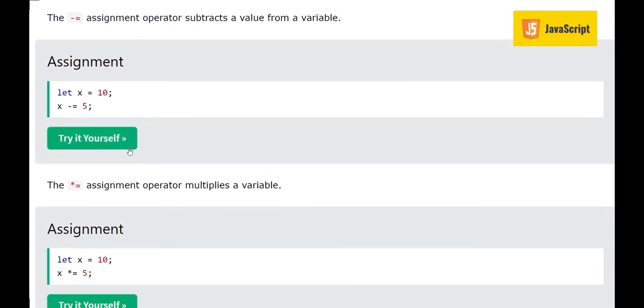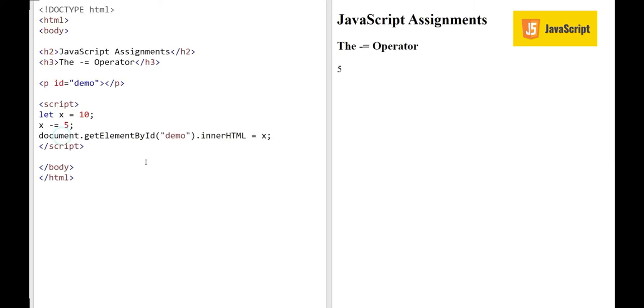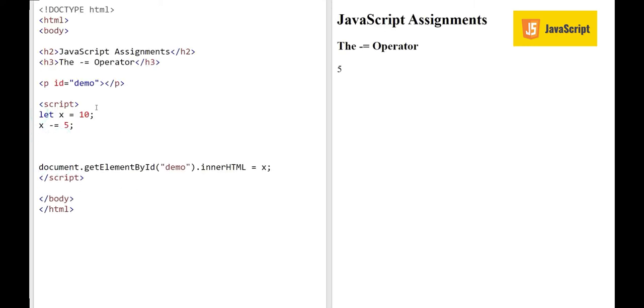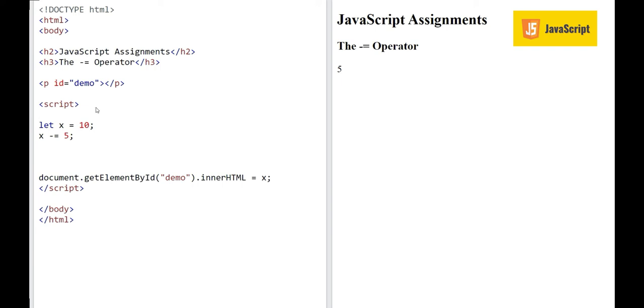Okay, next we look at another assignment operator, minus equal to, which subtracts a value from a variable. Let x = 10. This is a similar example as before, which we did with plus equal to. Here we have minus equal to, where x = x - 5 will be executed. So 5 will be subtracted from 10. If I make it 1, the answer should be 9. See here, it's 9.